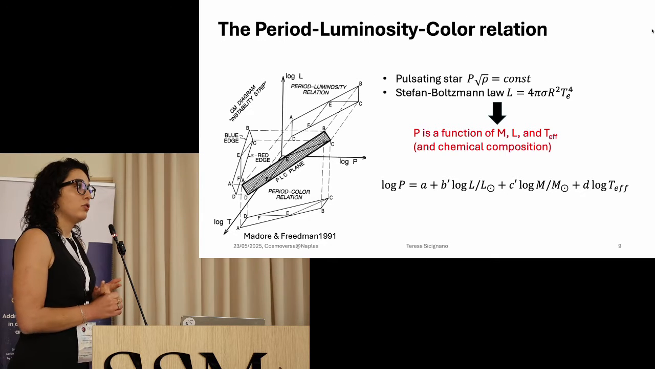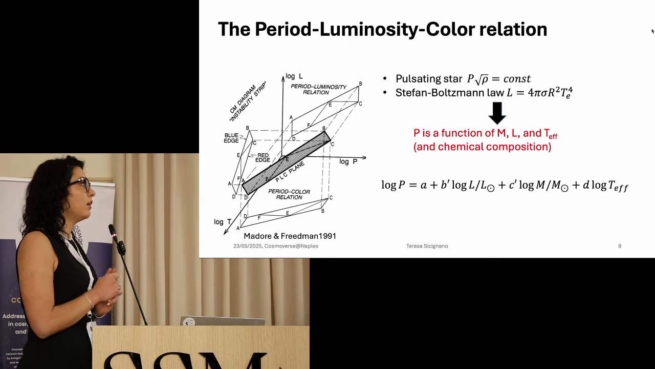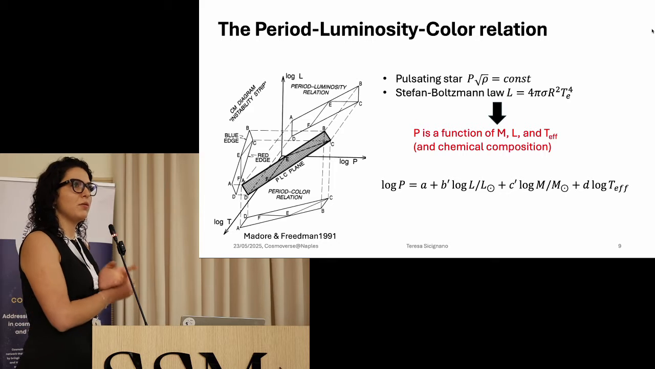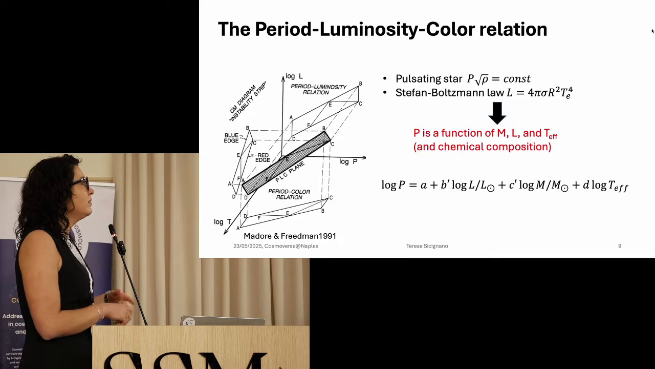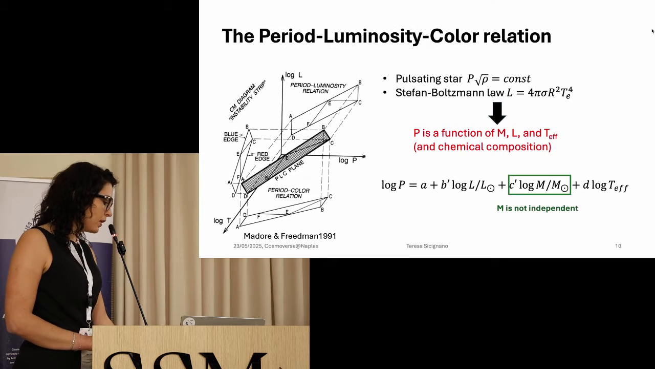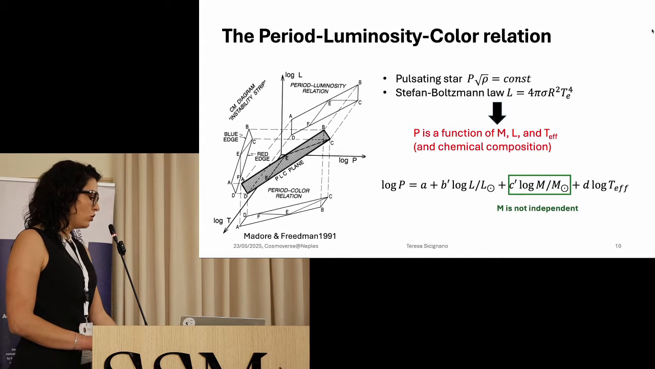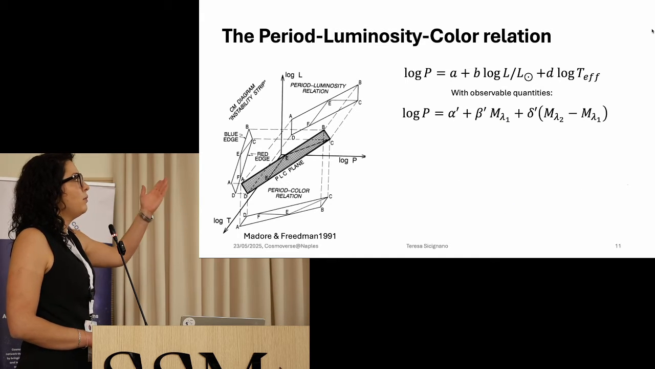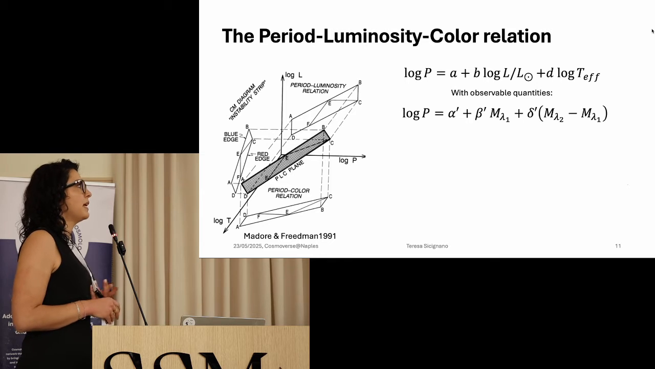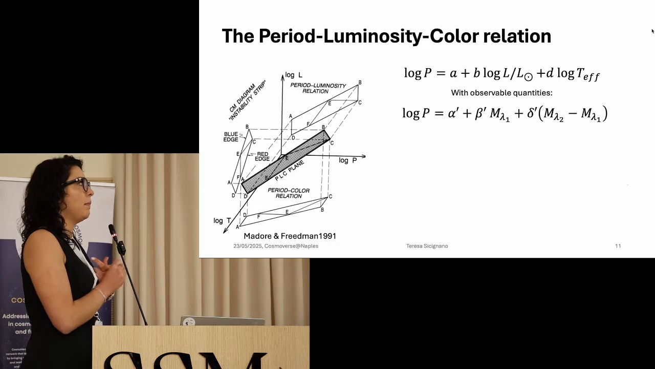But we also know that there are two important parameters in the life of a star that are mass and chemical composition, and we will see later how this chemical composition influences our period. So we have this function, but we know from evolutionary theory that at a given evolutionary stage, mass is not independent from luminosity, so we can eliminate this parameter, and we have the well-known period luminosity color relation, which with observable quantities becomes a function of the observed magnitude and of a color.